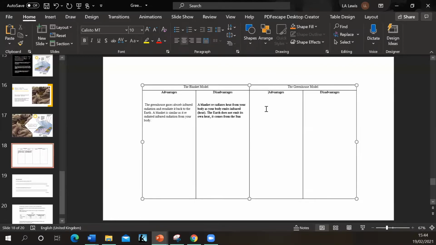When we make a model, it's never perfect like the real thing. So you know about a model in science. I've seen a lot of exam questions about evaluating models, so I've included it here. They can ask you about why it's unlike or like a model. So the greenhouse effect advantages. So it's clear, isn't it?